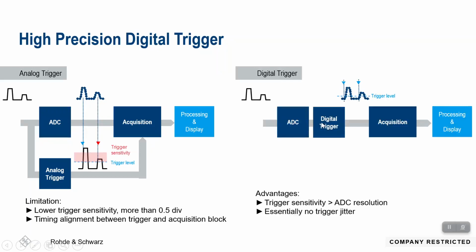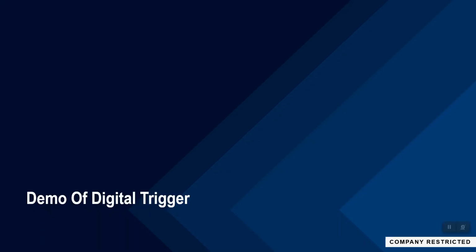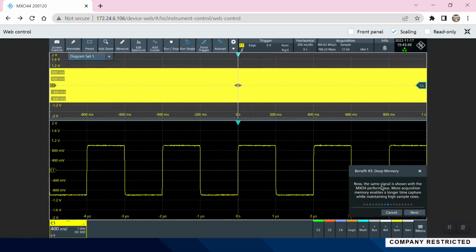Digital trigger, on the other hand, is a hardware block that's right after the ADC. So the digital trigger actually uses the sampled waveform. And so that means it can trigger on a sensitivity just greater than the ADC resolution. And keep in mind that HD mode is before the digital trigger, so even that finer resolution that HD mode provides, the digital trigger can see that. So basically, if you can see it on your scope, the digital trigger can trigger on it. Let's take a look at what a digital trigger looks like.